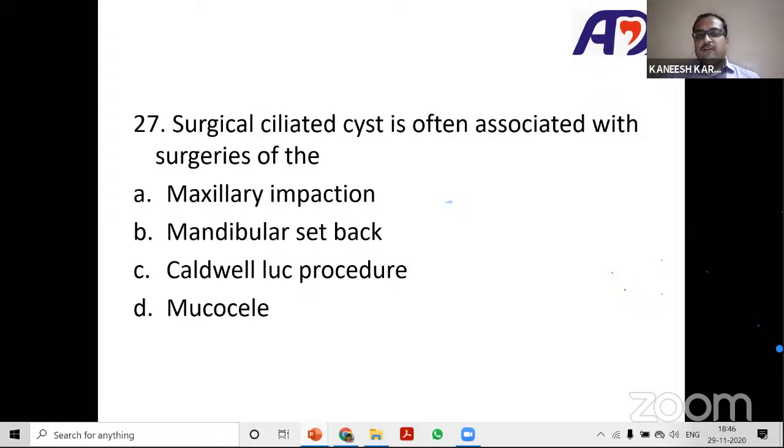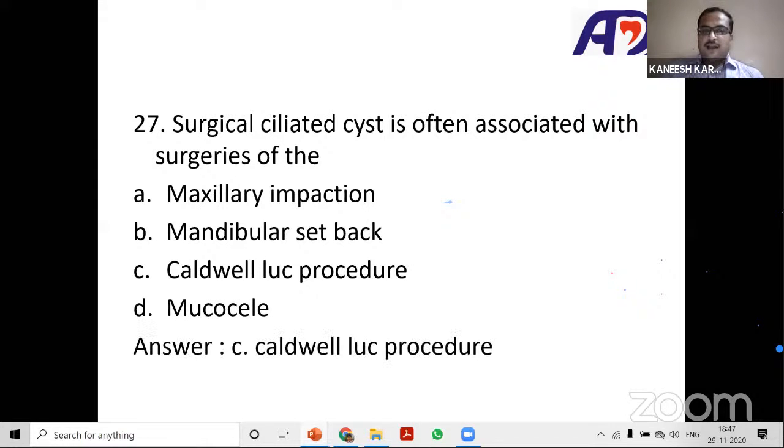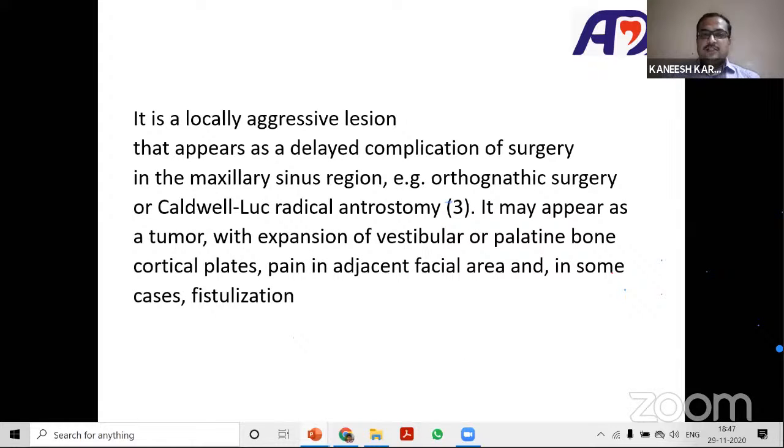Surgical ciliated cyst is often associated with surgeries of the... Excellent. Caldwell-Luc procedure. Okay, surgical ciliated cyst is associated with the Caldwell-Luc procedure. It's a locally aggressive lesion that appears as a delayed complication of surgery in the maxillary sinus region, orthognathic surgery, or Caldwell-Luc. It may appear as a tumor with expansion of vestibular or palatine bone, cortical plates, pain in the adjacent facial area, and in some cases, fistulization.